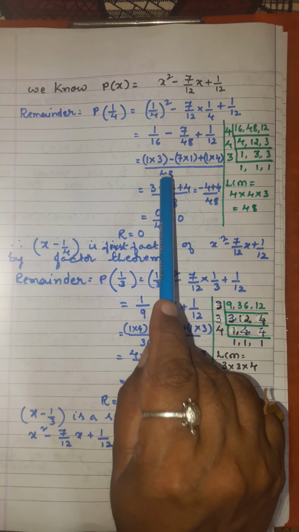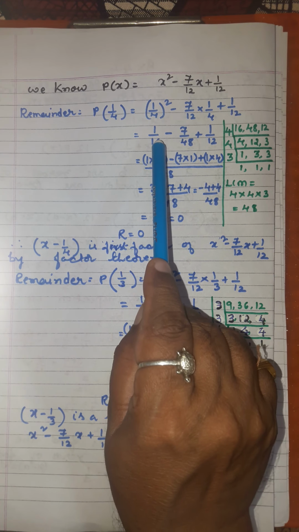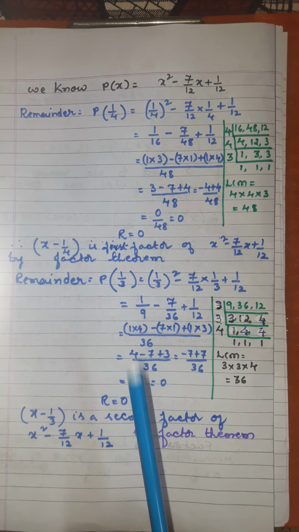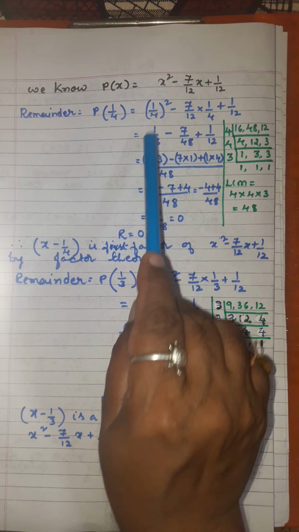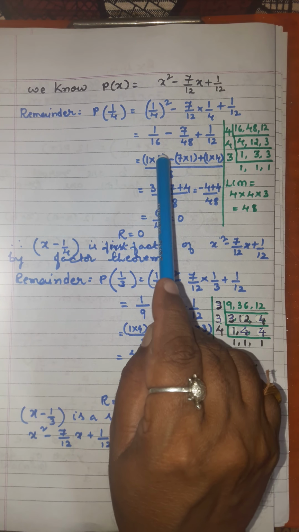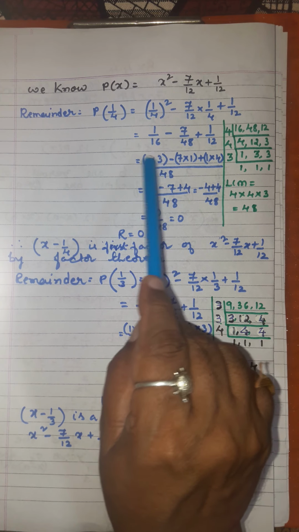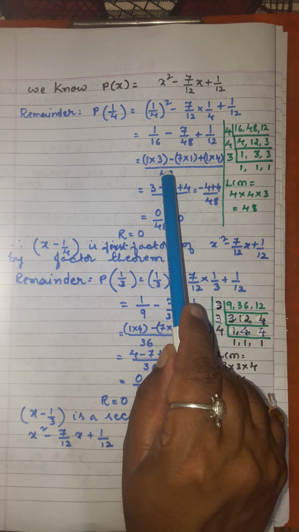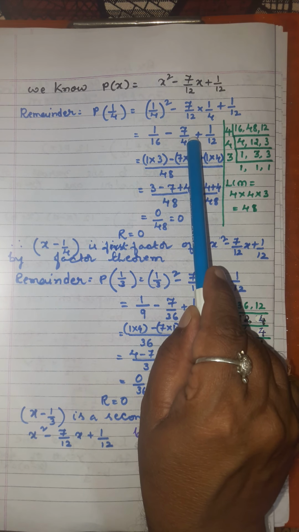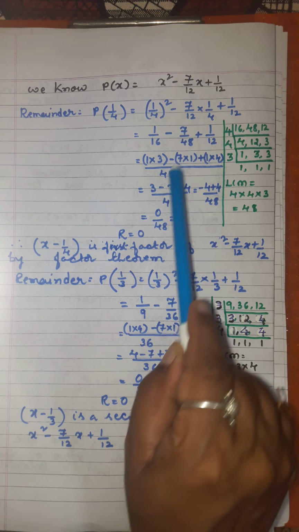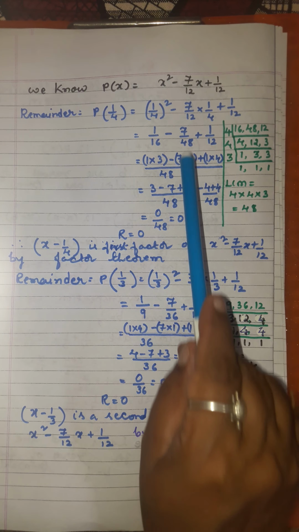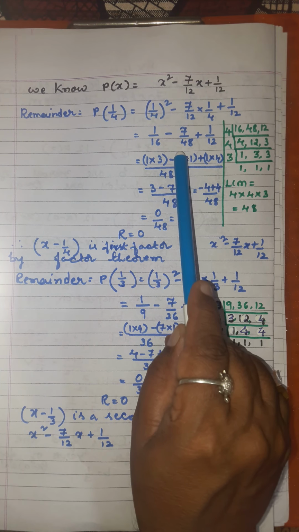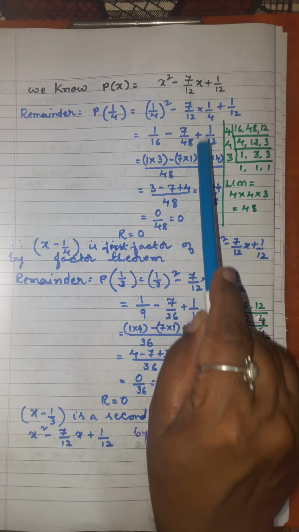Now divide 48 by the denominator of the first fraction, that is 16. When we divide 48 by 16, we get 3 as the quotient. Now multiply the numerator of the first fraction by the quotient, that is 3. So put it in the bracket, 1 into 3. Then you have a minus here. Now again divide the LCM 48 by the denominator of the second fraction, that is 48. When we divide 48 by 48, we get 1 as the quotient. Now multiply the numerator of the second fraction by the quotient we have just obtained, that is 1. So 7 into 1, put it in the bracket. Then we have plus here.